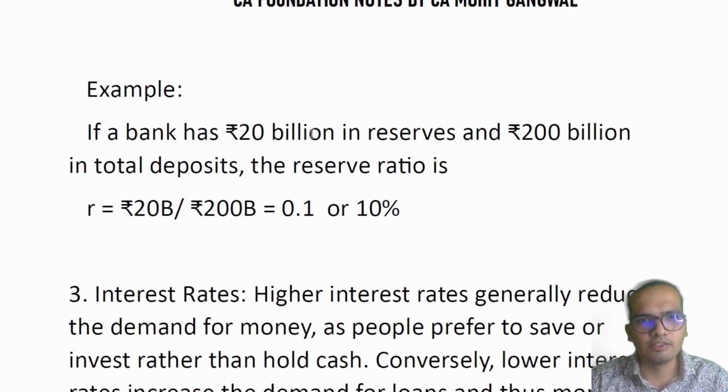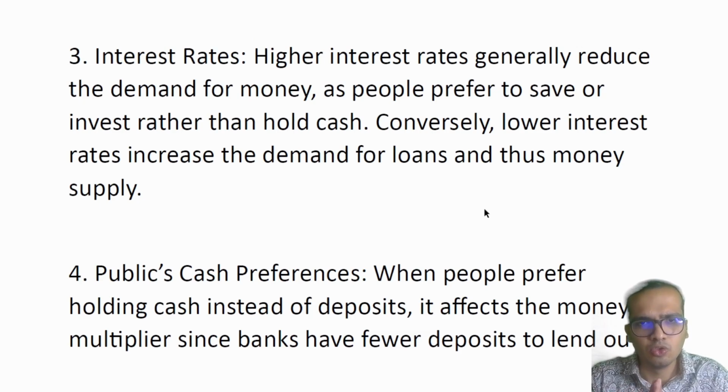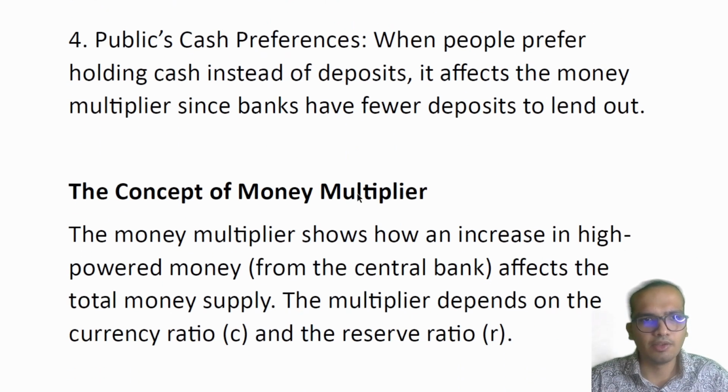So if a bank has rupees 20 billion in reserves and 200 billion in total deposits, the reserve ratio would be rupees 20 billion divided by 200 equals 0.1, or 10%. Then third comes interest rates. Higher interest rates generally reduce the demand for money, as people prefer to save or invest rather than just holding cash. Conversely, lower interest rates increase the demand for loans and thus money supply.